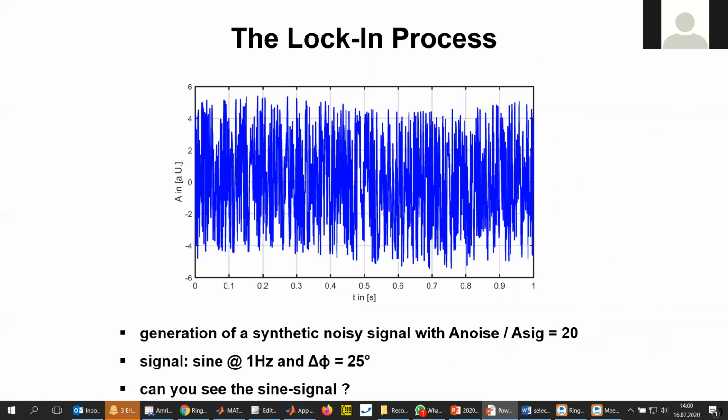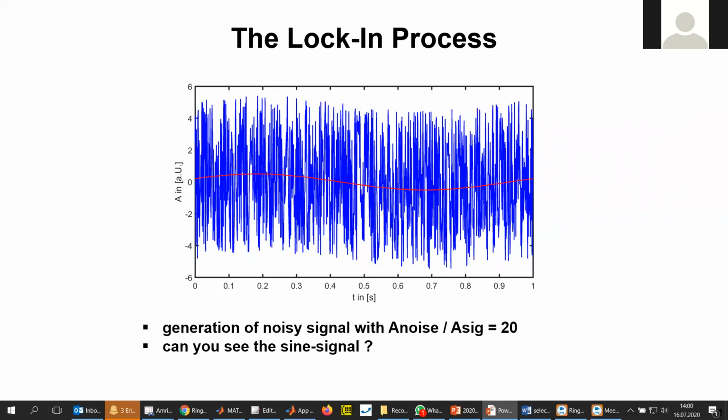Let's have a look at a signal. It's an artificial signal that was computed in MATLAB. It contains a 1 Hertz sinusoidal signal that was shifted by 25 degrees. And there was noise added with an amplitude of 20 times the amplitude of the sinusoidal signal. Can you see the signal? Probably not, so I help. Here, now you can see it.